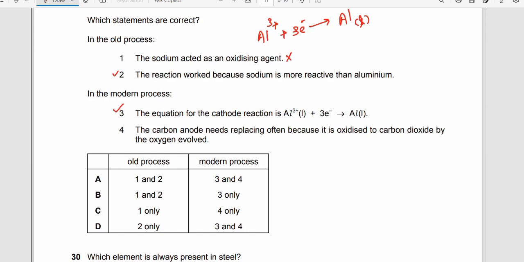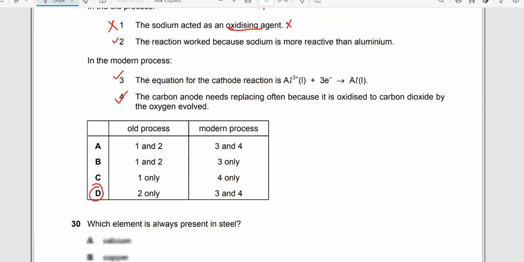The carbon anode needs replacing often because it is oxidized to carbon dioxide by the oxygen evolved. Of course, when the electrolysis takes place, oxygen is also evolved from the other side, so carbon is oxidized by the oxygen to form carbon dioxide. This is also okay. So 2, 3 and 4 are correct. 1 is not correct, it has to be reducing agent instead of oxidizing agent.